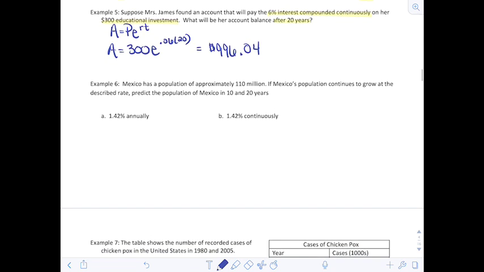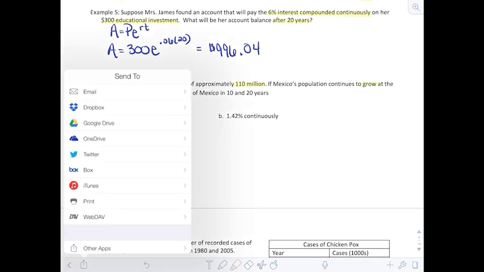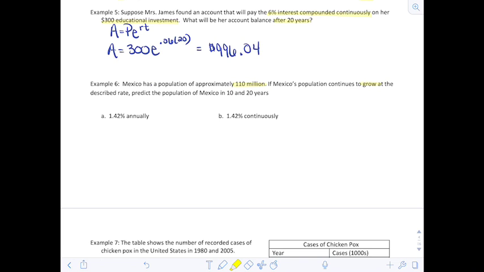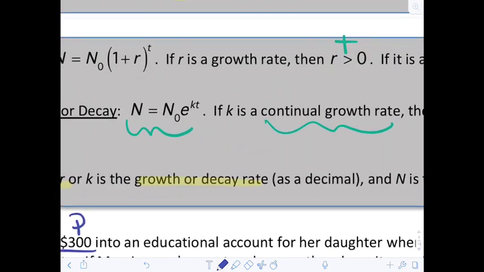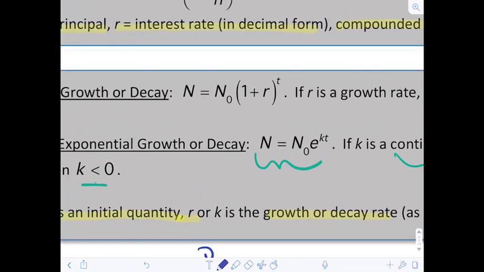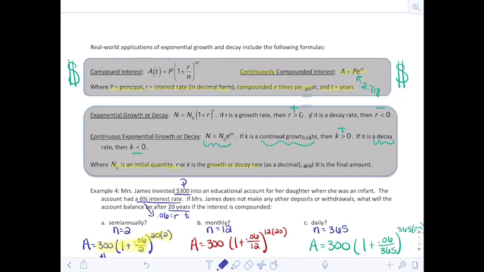Okay, let's look at example 6. Mexico has a population of approximately 110 million people. If the population continues to grow at the described rate, predict the population of Mexico in 10 and 20 years. Okay, so we have a growth rate of 1.42%. So we're going to first look at 10 years. This formula is what we're going to use, the growth formula, n equaling n sub 0 times 1 plus r to the t power.